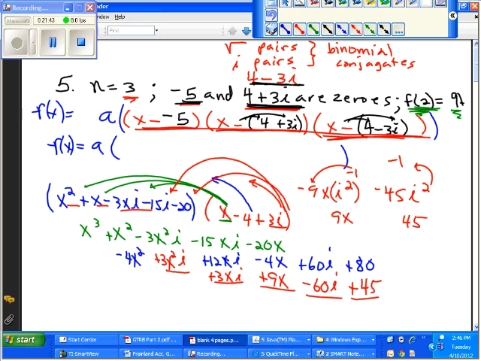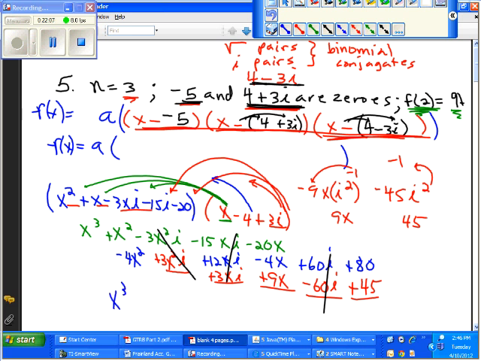There we go. Notice there's lots of cancellation opportunities. There's a negative 3x squared i and a positive 3x squared i. There's a 12xi plus 3xi, which is a 15xi, and a minus 15xi, which cancels. There's a 60i and a minus 60i that cancels. It simplifies a little bit for us.